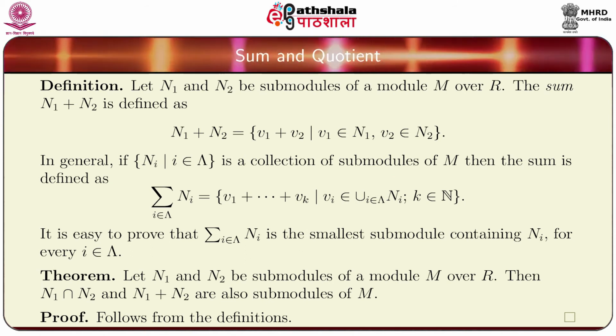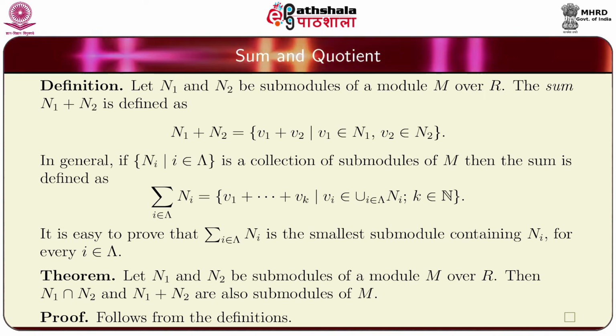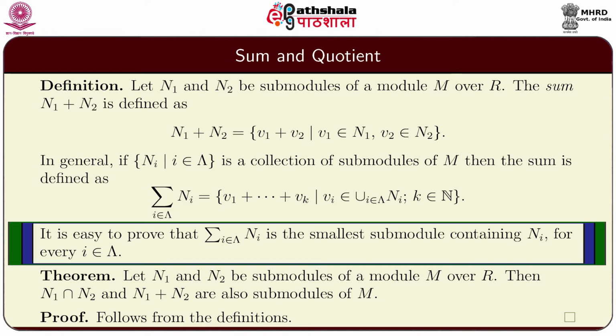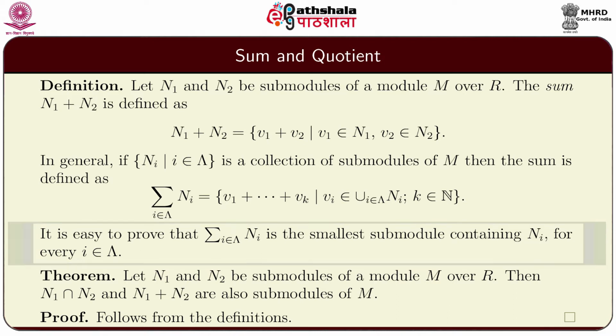up to vk, where vi belongs to the union of all the Ni's, i belonging to lambda, and k runs through the set of natural numbers. It is easy to prove that this summation of Ni's, which is the sum of the submodules Ni's, is the smallest submodule containing Ni for every i in lambda.